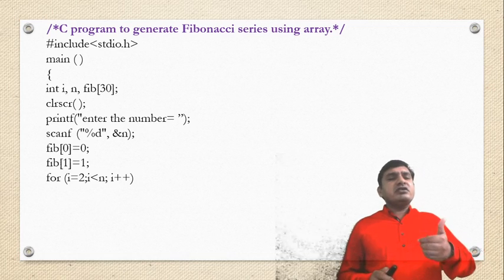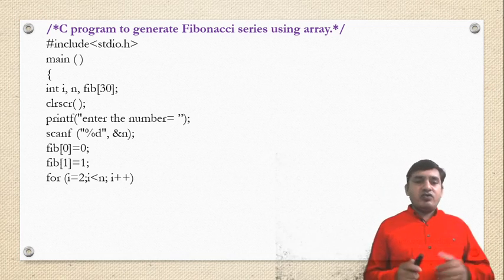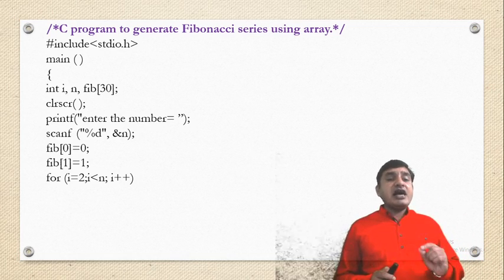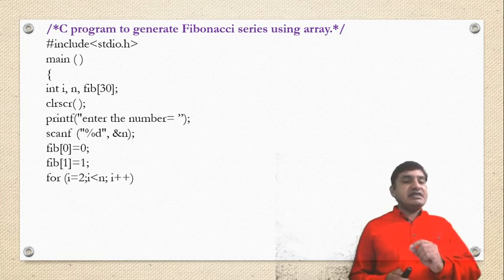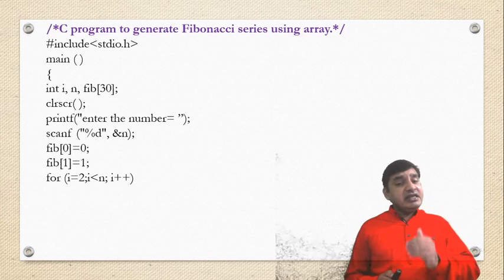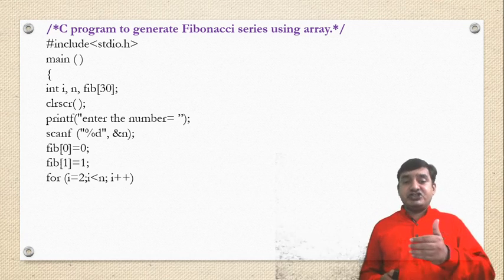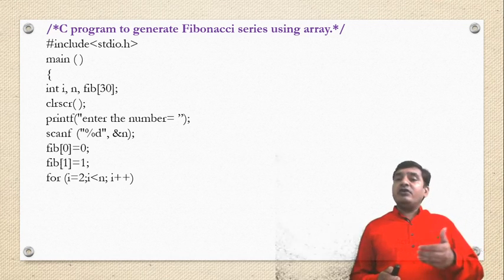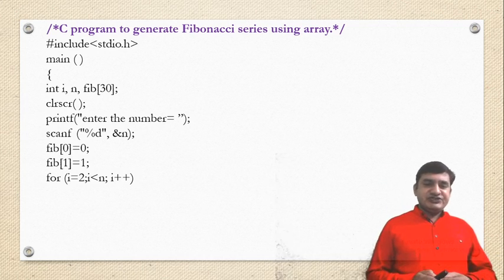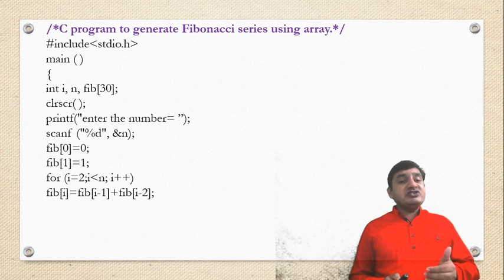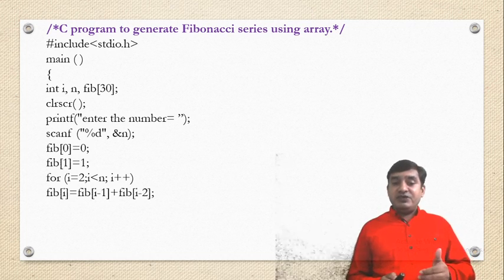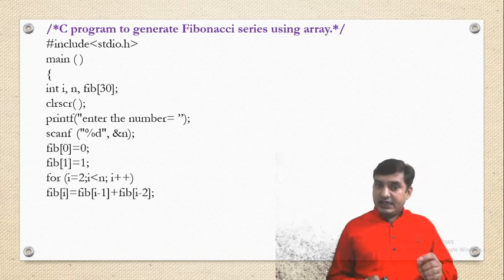Now we have to consider one for loop. For that, for i is equal to 2, this is the initialization. Then the condition is i is less than n. The n is the number up to which we have to generate the Fibonacci series, and i is incremented. Now the Fibonacci, that is FIB[i].